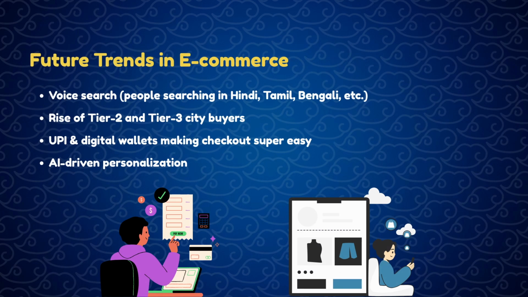Now let's see some of the future trends in e-commerce. So voice search: people searching in Hindi, Tamil, Bengali, etc. The rise of tier 2 and tier 3 city buyers is increasing. UPI and digital wallets are making checkout super easy. And also a lot of AI driven personalization is improving. For example, think about how UPI changed the way Indians shop online. Even a vegetable seller today accepts online payment. So that's your complete roadmap to e-commerce marketing.